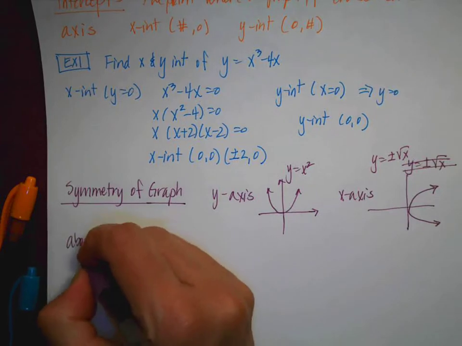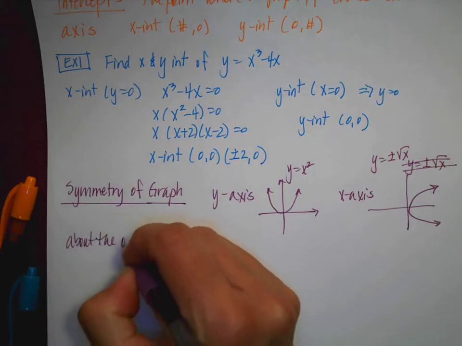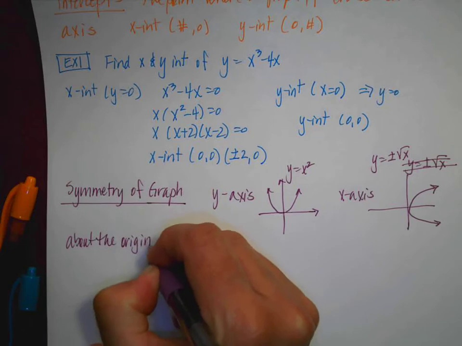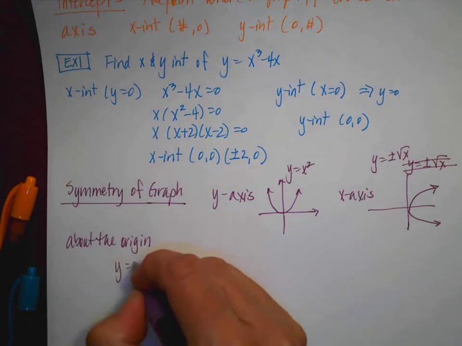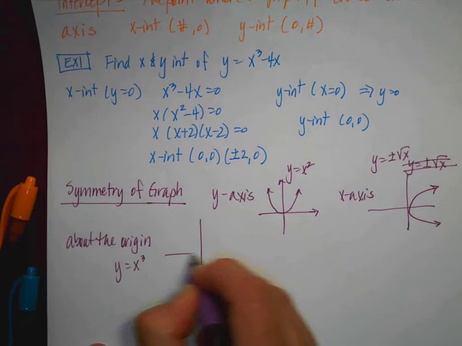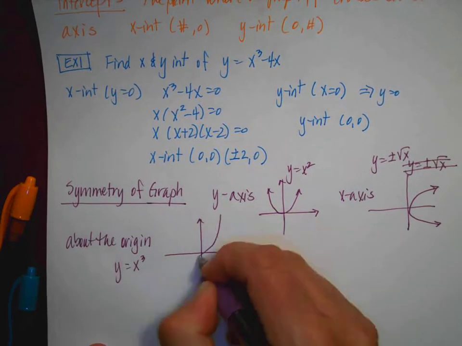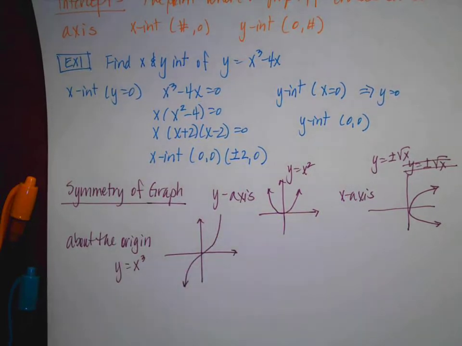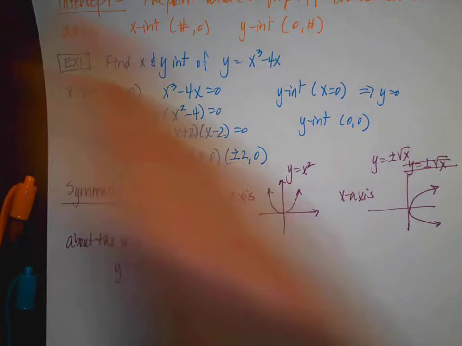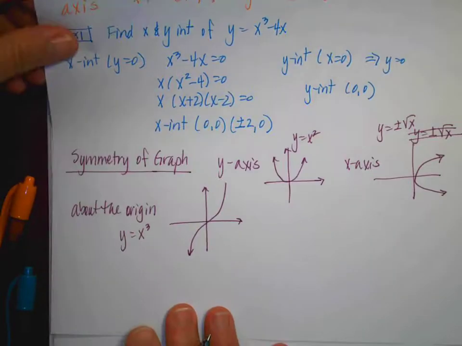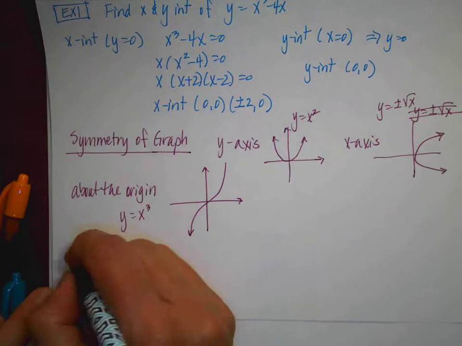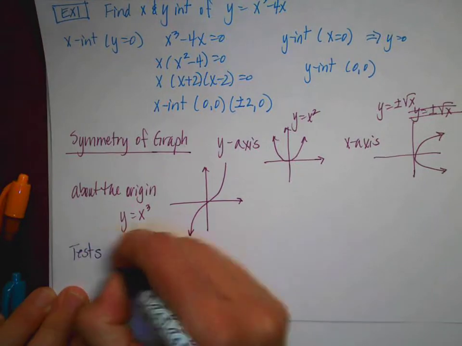And then the last type that we're interested in is about the origin. I have to get my brain turned back on as well. So maybe y is equal to x cubed, and that graph might look like this. So remember, when we talk about symmetry, the next thing that we're going to do is talk about our tests for symmetry.